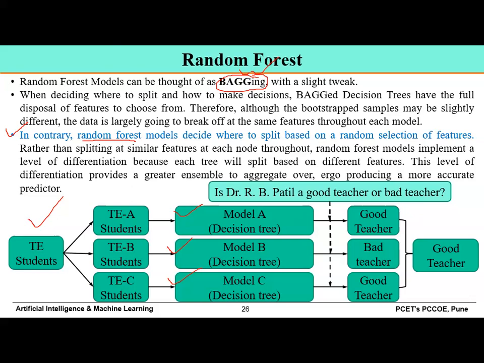So when we talk about random forest, we always use decision tree. But in case of bagging technique, we may go for different algorithms. So these are the two major differences. Along with that, there are so many other differentiating points, but this is for understanding purpose.